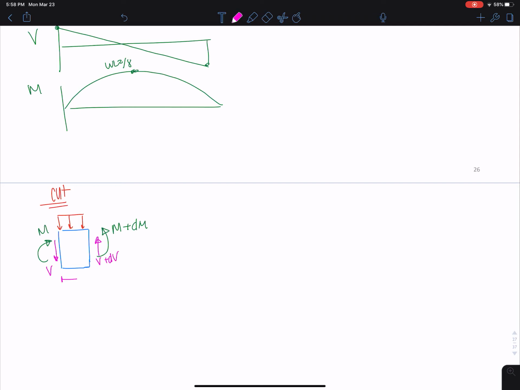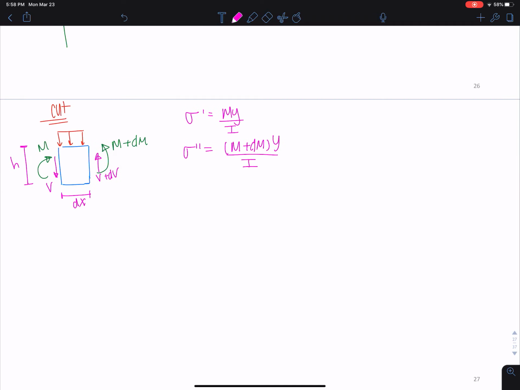This would be that dx, and this would be h, the height of that member. We know here, again, this is a review, we did this last time, sigma double prime is going to be M plus dM times y over I, let's say. And let me draw the stress profile one more time. I know this looks like we already did it, but one more time so I can show you why I'm even talking about this.